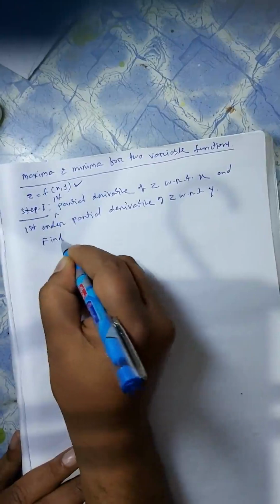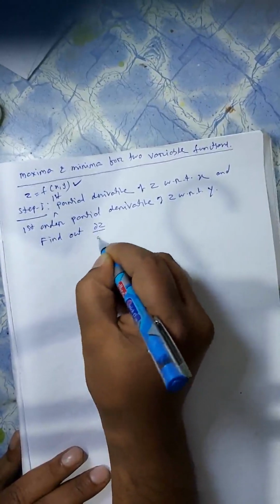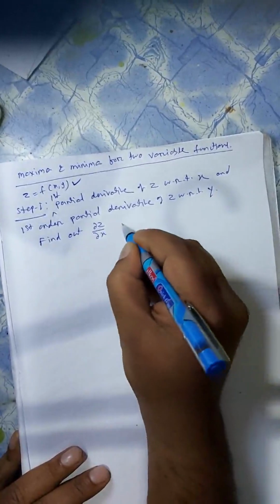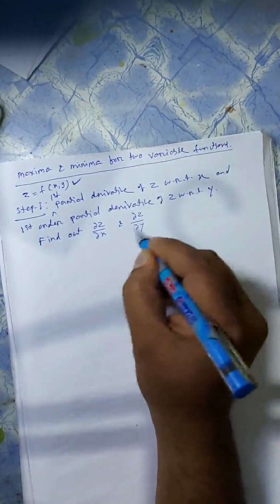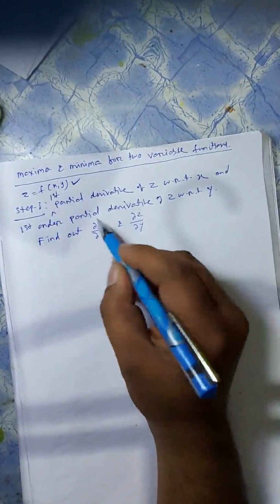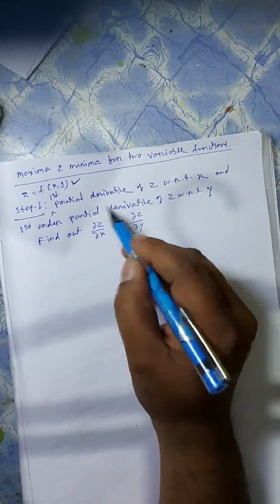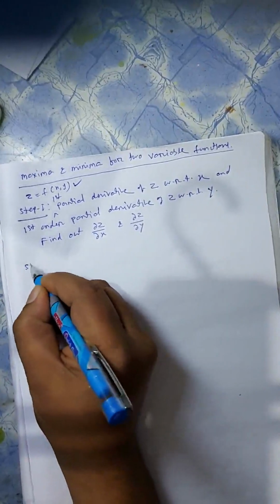In shortcut way, we have to find dou z by dou x and dou z by dou y. You have to find this for the function z equal to f of x y. First we find dou z by dou x, then dou z by dou y in the first step.